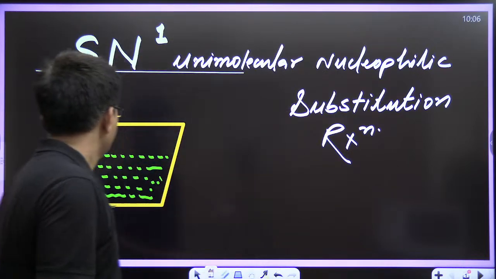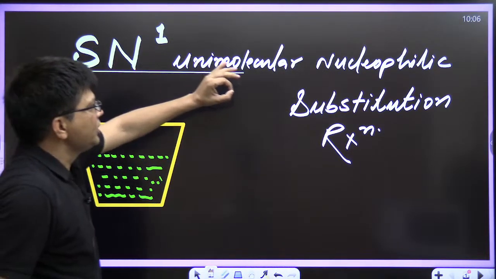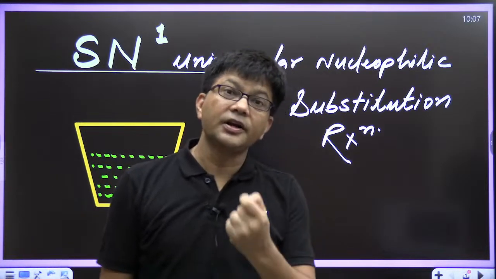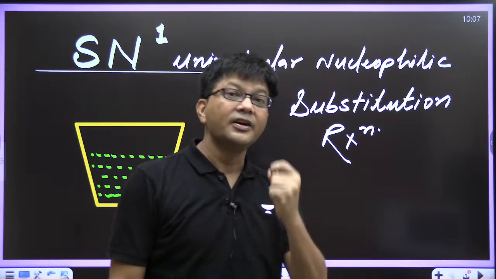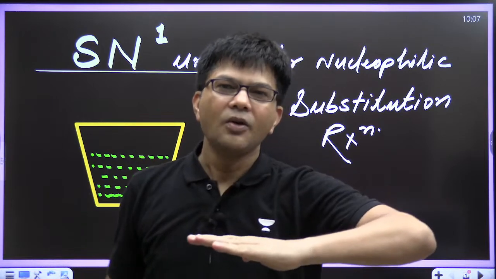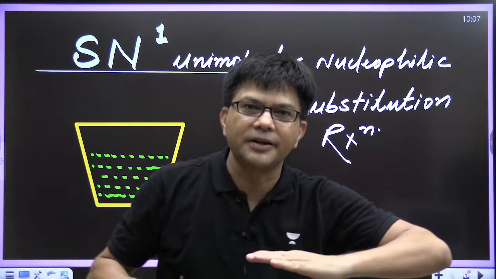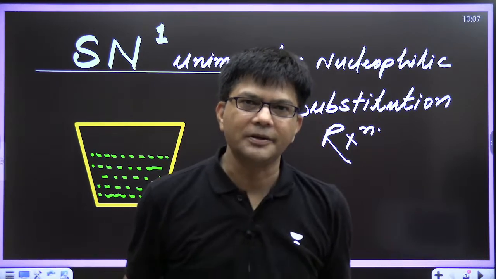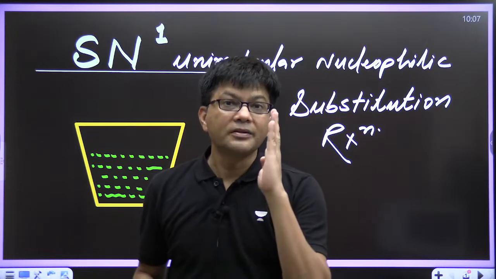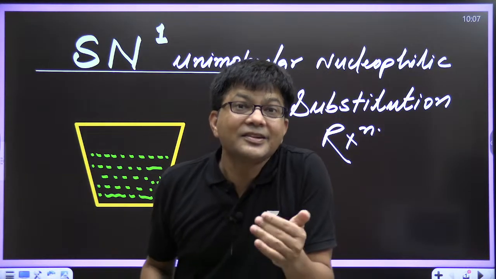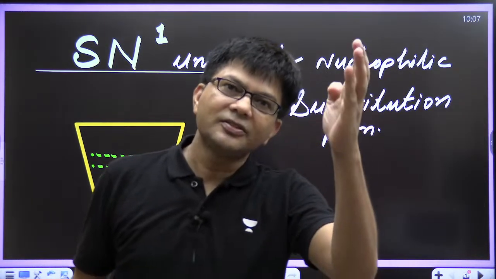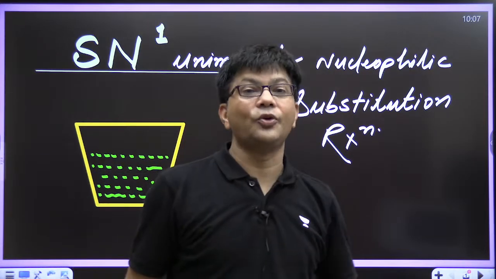Now let's see. Unimolecular nucleophilic substitution reaction, what does it mean? The meaning is about the rate of reaction. If I'm moving my car, the distance traveled in the time taken is the speed, you know very well. Same here in chemistry terms: with what speed reactants are getting converted into product, in what time reactants are converting into product, that is known as the rate.